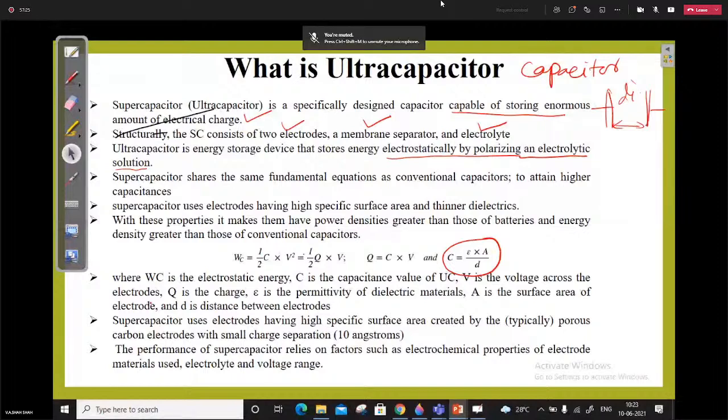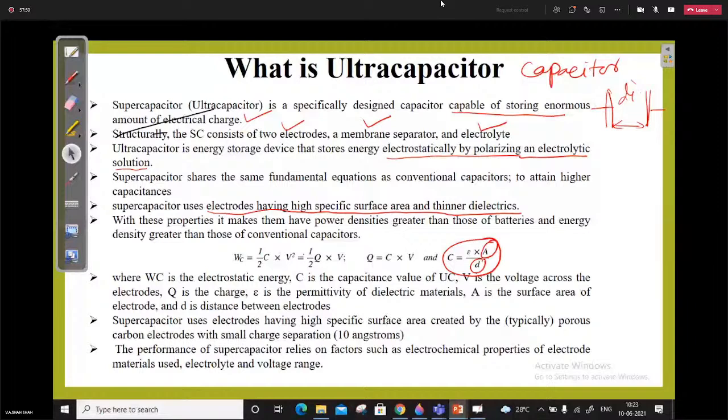And so the supercapacitor uses electrodes having a high specific surface area and thinner dielectrics. As you know, the capacitance value increases if the area of the electrode is very, very large and the distance is very small. So it has a high specific surface area compared to the normal capacitor, and that capacitance value is in terms of Farad, not in terms of microfarad.